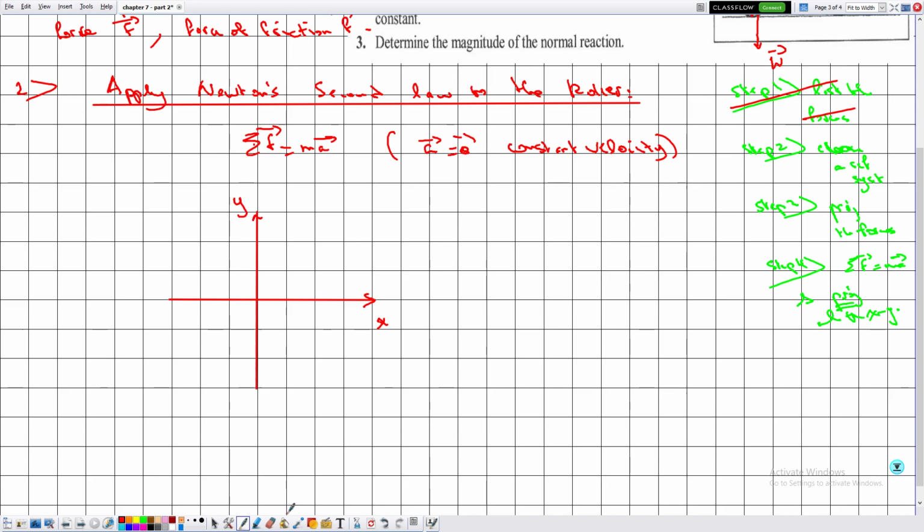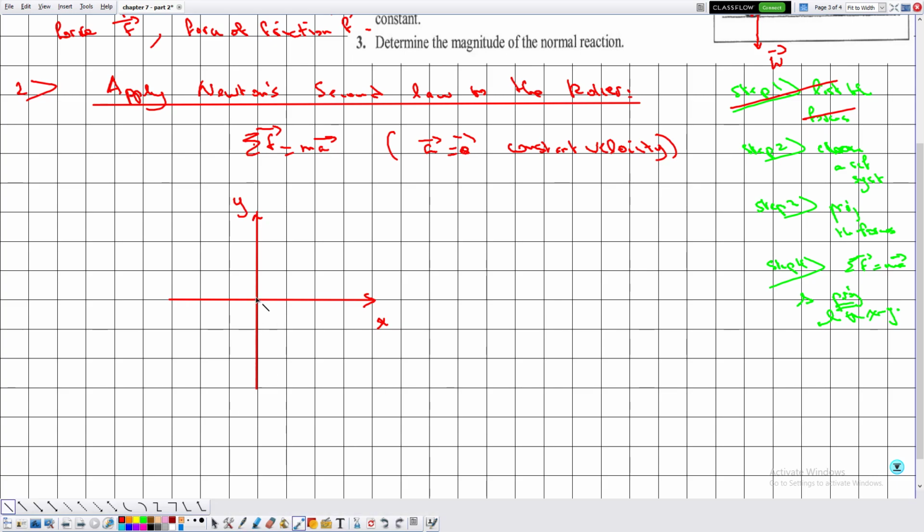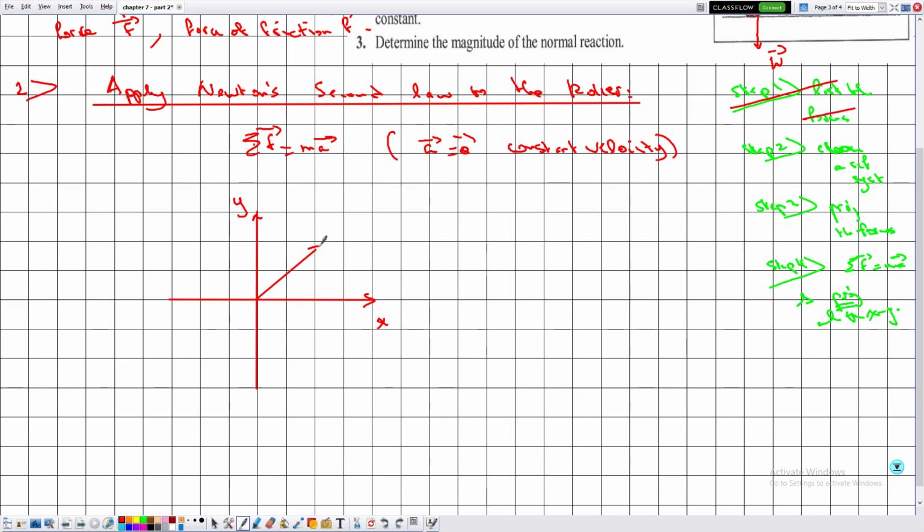So the force of Diana is making an angle of 30 degrees with the horizontal. This is capital F, 30 degrees. This is the origin O. This is the unit vector i. This is the unit vector j.